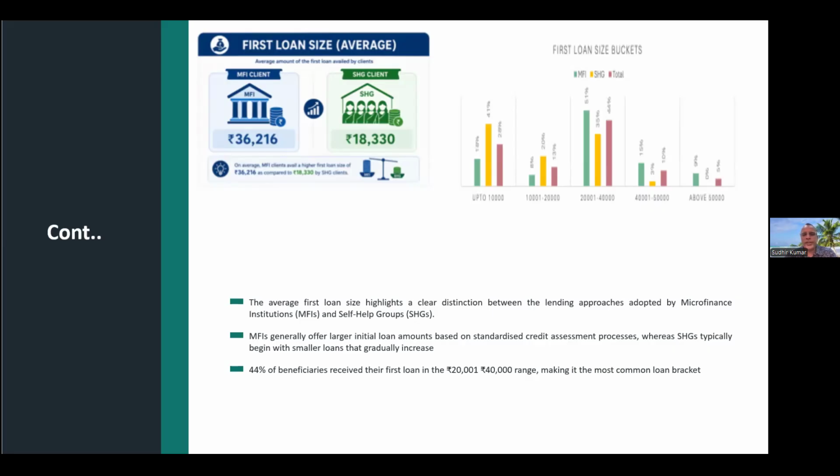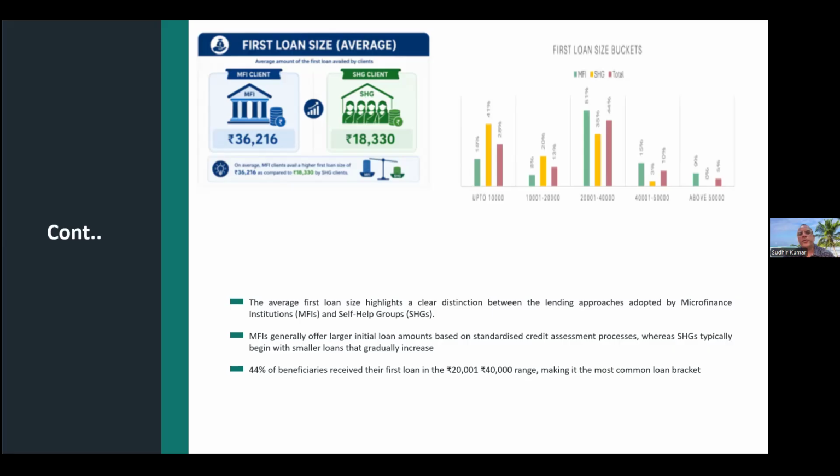The SHG's first cycle and SHG's current loan outstandings are also lower than microfinance. Is the SHG 18,000 you are showing for the borrower or for the group? Borrowers, at the individual level. Okay, and again 36,000 for MFI as a first loan.